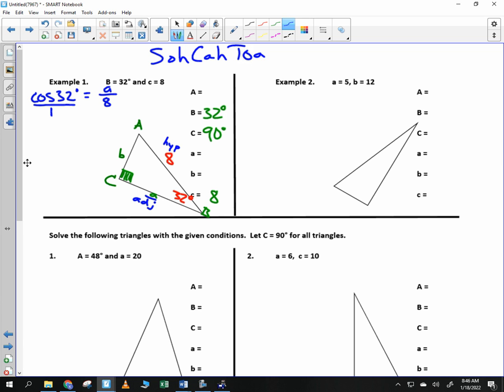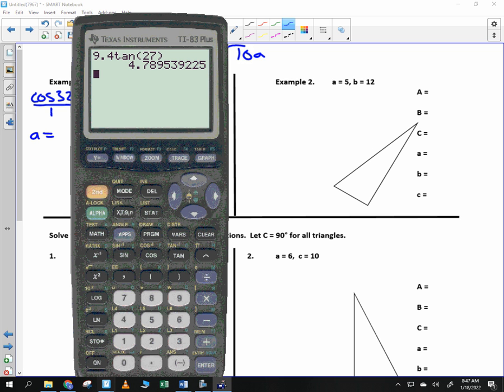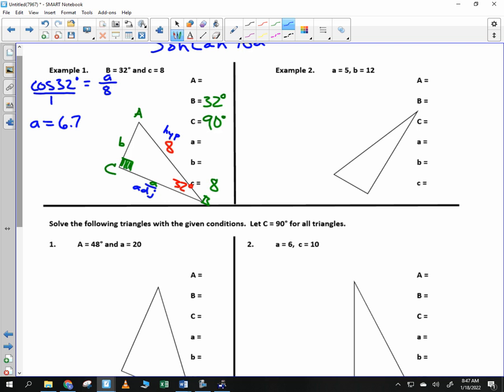I cross multiply. A times 1 is A, and I have 8 times the cosine of 32. 6.78. That's the difficult part. The rest is easy. Does anybody know how I can find angle A?